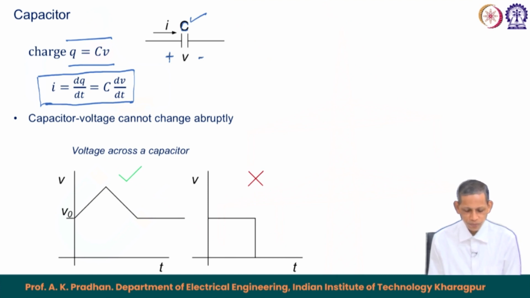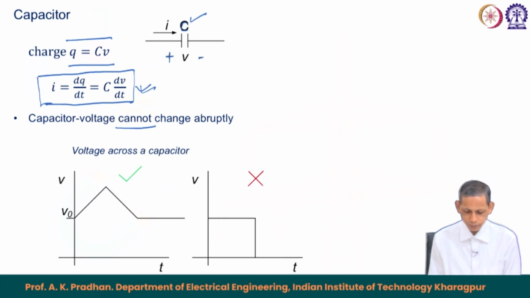So, if you see here this dV by dt, the V cannot change abruptly. That means dV with the dt tending to 0 and the dV having a certain value, then the dV by dt tends to infinity. That is practically not feasible. If that is so, then the corresponding current also tends to infinity. So, therefore, we say from this relation that capacitor voltage cannot change abruptly.